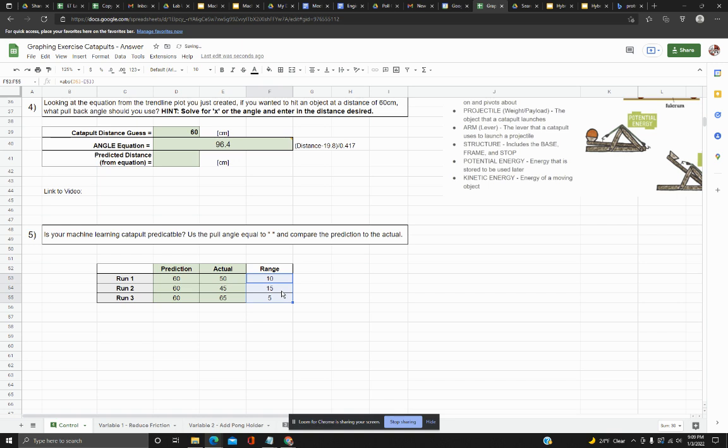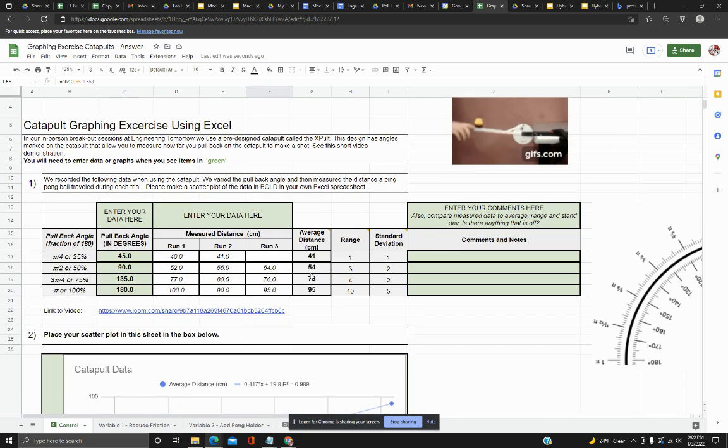I'm showing you some more skills here. All right. So you can see, man, this range is high. The difference between my prediction and my actual is high. And I kind of got an indication about that from the data. I need to feed more data into this system. I could see, at these higher angles, the 135 and 180, look at that. My range and my standard deviation were getting higher and higher, right?